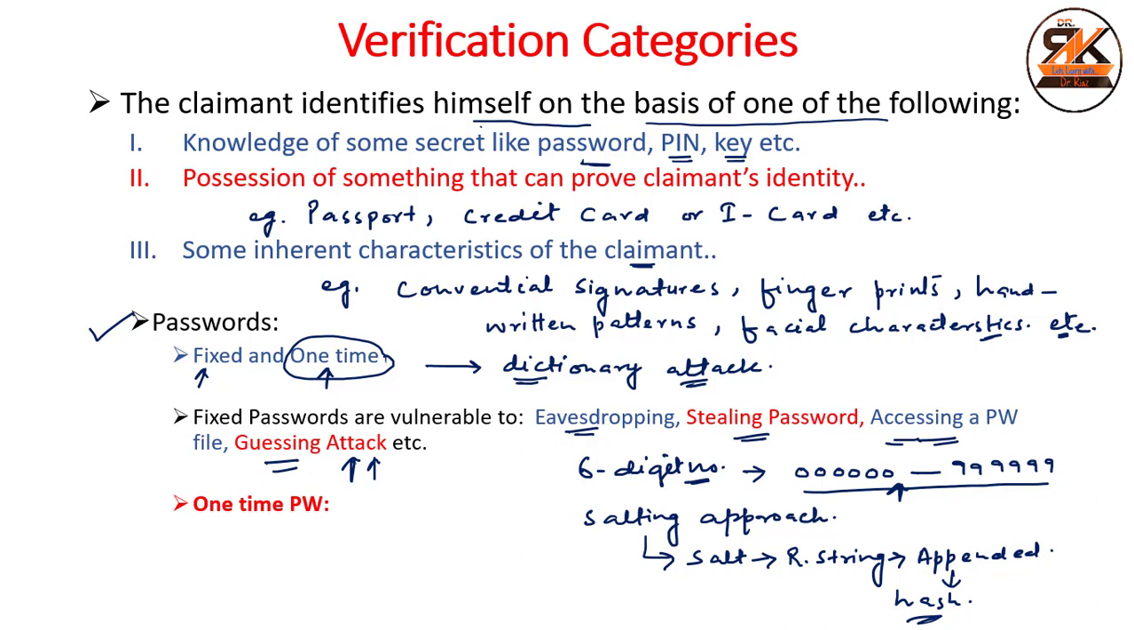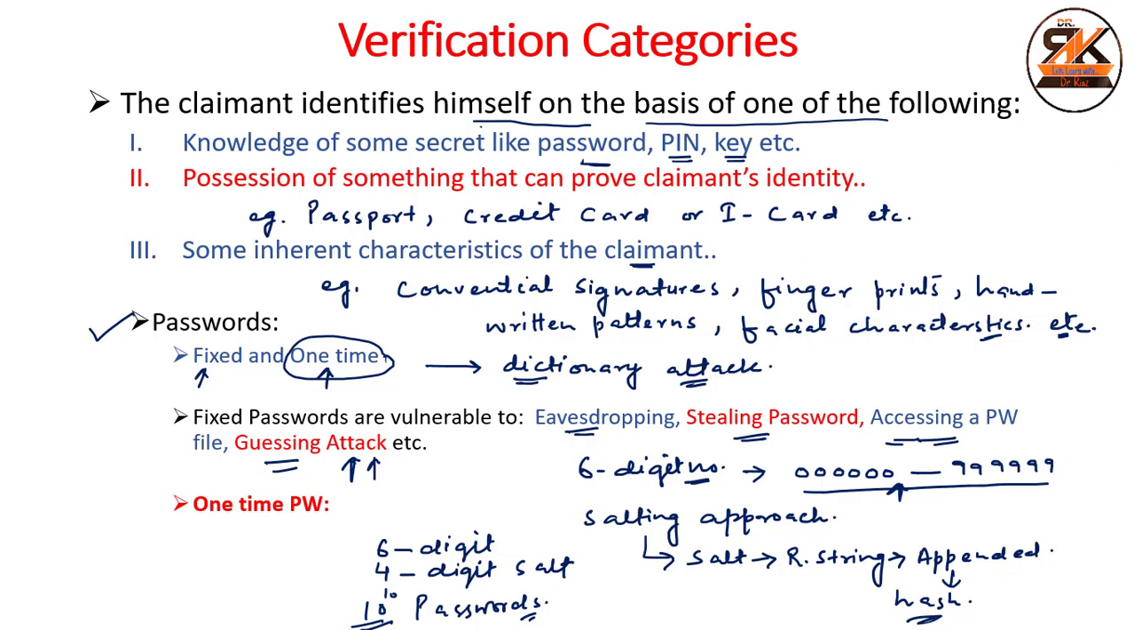For example, for a 6-digit password and a 4-digit salt, the attacker needs to create a list of 10 raised to the power 10 password hashes and do a comparison. So this many comparisons the attacker needs to do. That is going to be a difficult job for the attacker.